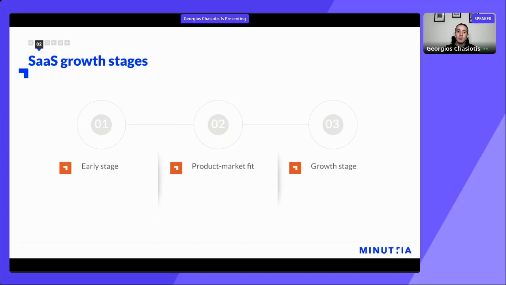Okay, so the three stages that we are going to cover throughout this presentation are early stage companies, companies that have found a product market fit and are ready to start growing, and companies that are at the growth stage. Now, before we delve any further, let me just say that we are using these three stages for the sake of simplicity. There are many ways to approach the growth stages of a SaaS company. These are the ones that we are using just for this presentation, to keep things a bit more simple.